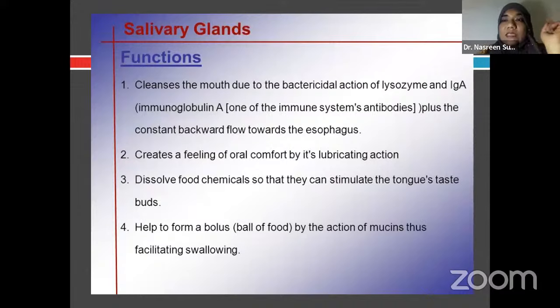Next, salivary glands functions. So here, what are the functions of salivary glands? It is usually asked question. So what does this salivary glands do? Salivary glands will release saliva. Okay. So what is the uses of saliva? The first thing is it is going to have an enzyme called as lysozyme and also antibodies IgA. Okay.